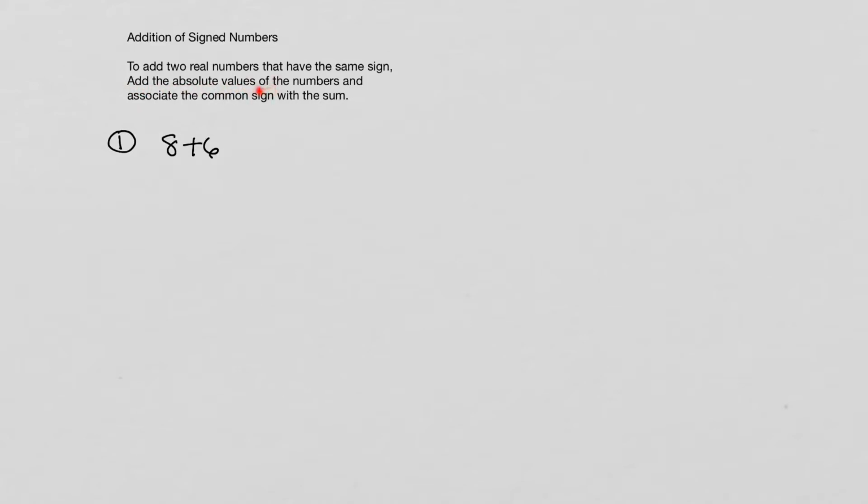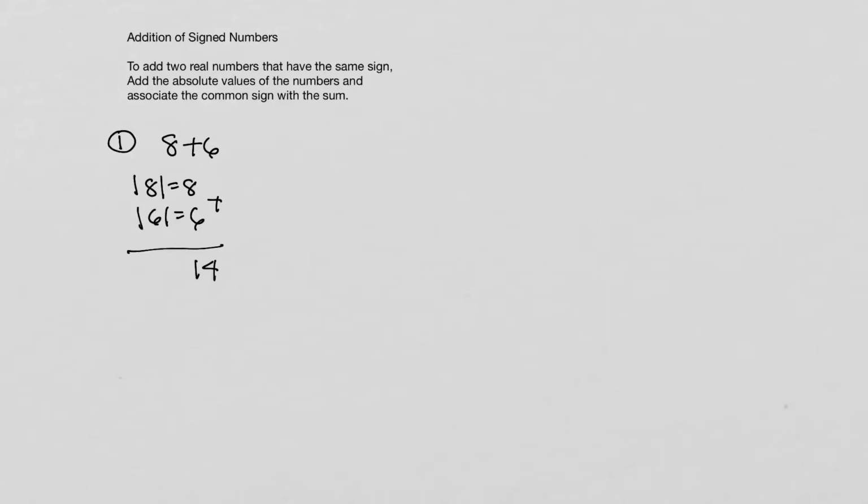So the first thing we want to do is get the absolute value of each number. Now look, this is the first example, so it starts off relatively easy. So let's get these absolute values. The absolute value of 8 we know is 8. The absolute value of 6 is 6. And now what the rule tells us to do is to add the absolute values of the numbers. So let's add these together, and we'll get 14.